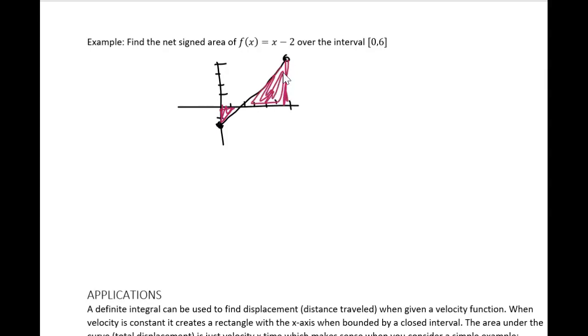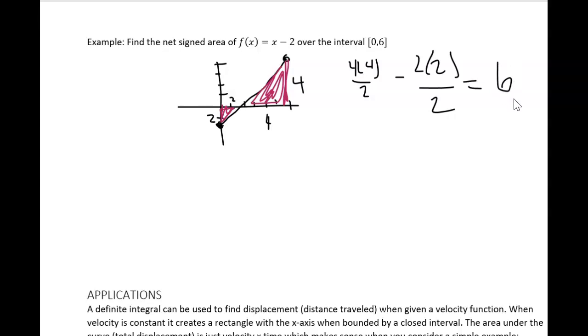So let's calculate each of these areas. For the above axis triangle, we are looking at a base of 4 and a height of 4. And for the below axis, we're looking at a base of 2 and a height of 2. So our net signed area is 4 times 4 over 2 minus 2 times 2 over 2. And that's going to give us 8 minus 2, or a net signed area of 6.